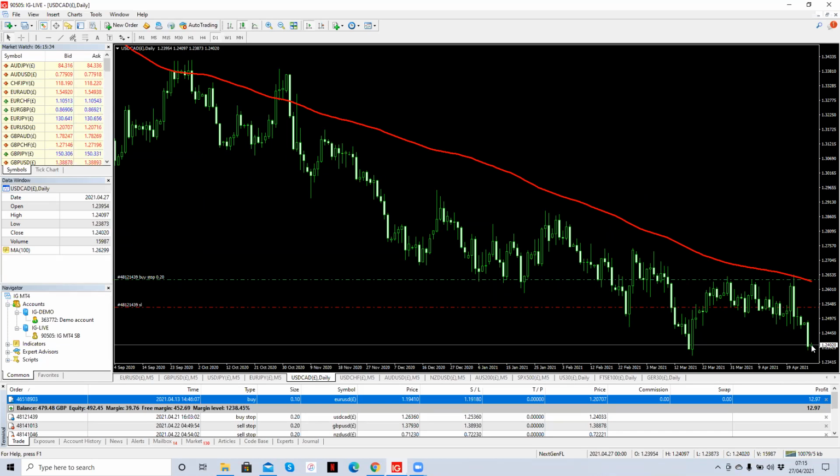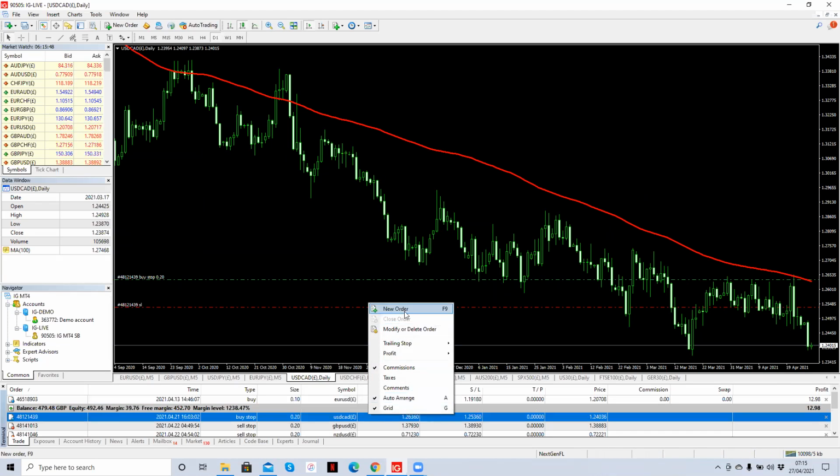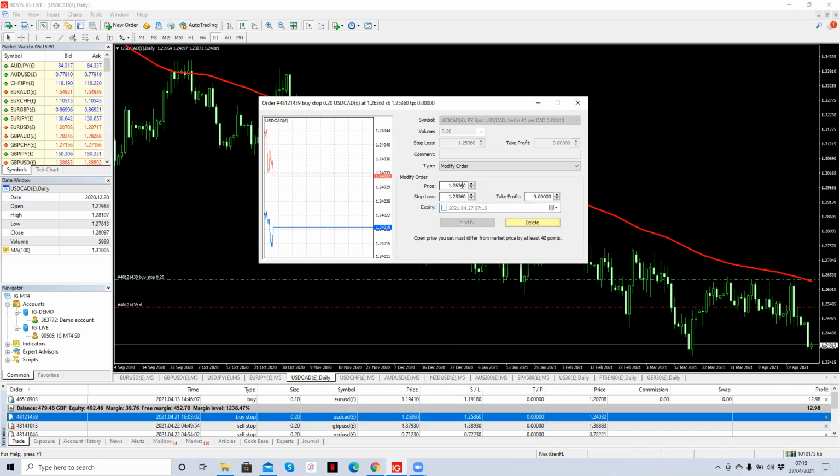So the moving average 100 for the dollar Canadian dollar today is 1.2630. So 2 pips above that would be 1.2632. So I'm just going to adjust my pending order to 1.2632.